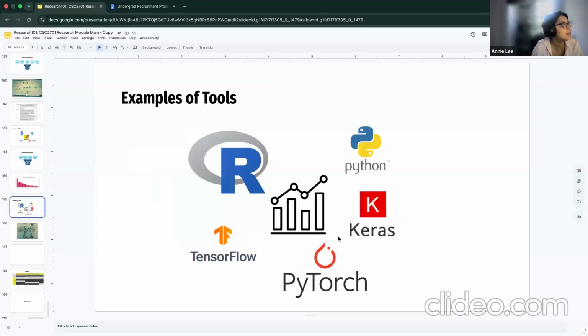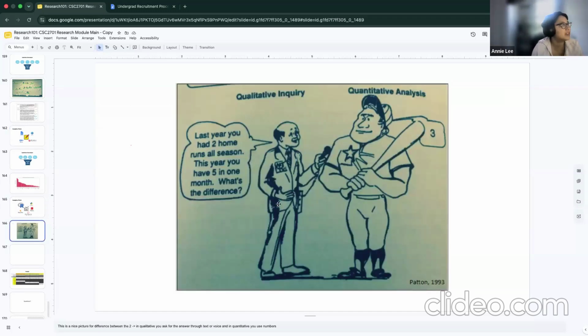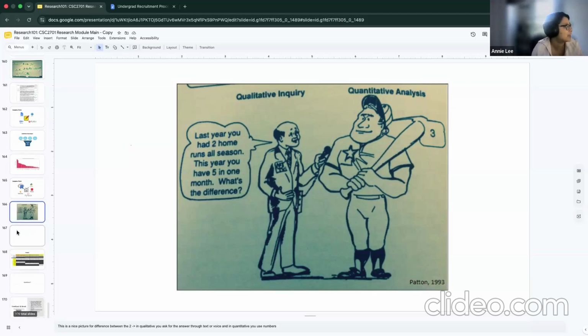Okay, and then these are some of the tools you use in quantitative data analysis, right? A lot of coding stuff. And this is a lot of data analysis stuff. And so here, a qualitative inquiry is like, last year you had 2 home runs all season. This year you have 5 in a month. What is the difference? And the quantitative analysis is the hardcore number 3.